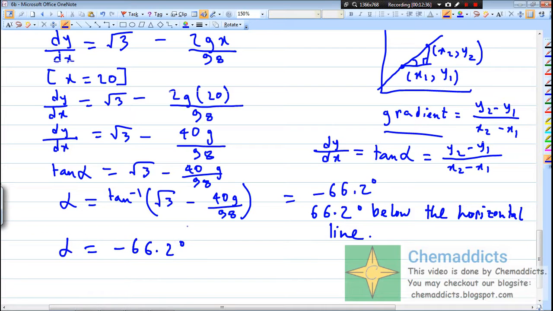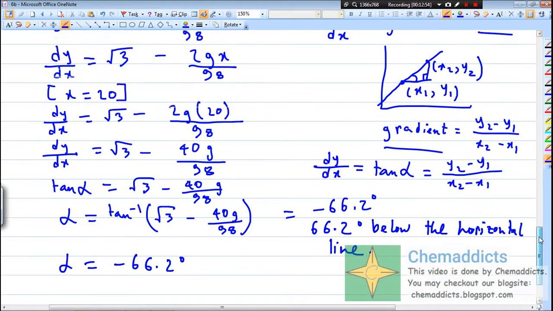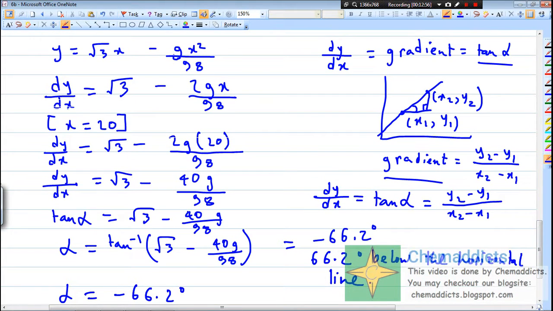So that's it. That is the answer, which is alpha equals minus 66.2 degrees. They have asked us to find the angle, so they just wanted us to find the angle. That's it, nothing complicated. So fellas, that's the end of this tutorial.